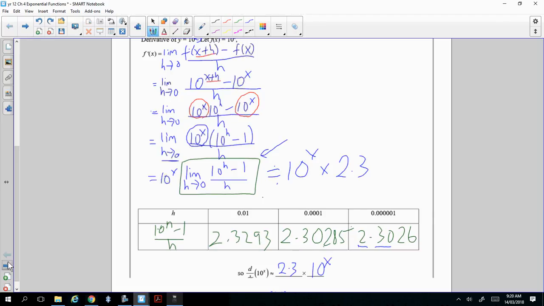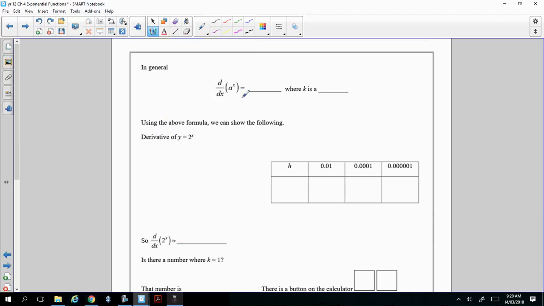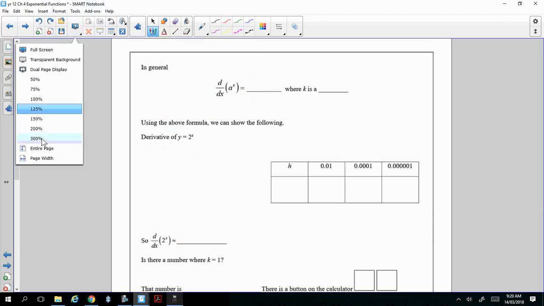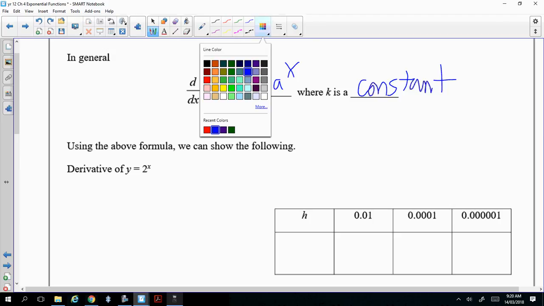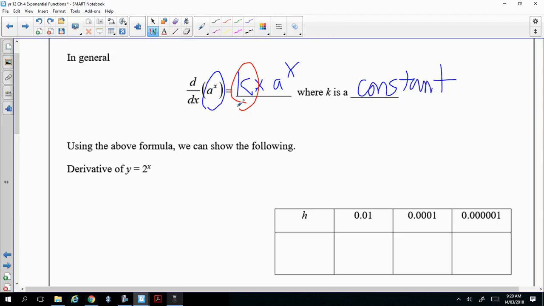What if I do it with, so basically in general, if I differentiate a to the power x, we expect to see a constant k times a to the power x, isn't it? Where k is a constant. So that's what we discovered so far. If I differentiate the exponential function, there must be a constant in front of the exponential. And that function doesn't change, isn't it? It's still an exponential function with the same base, but with a constant in front.